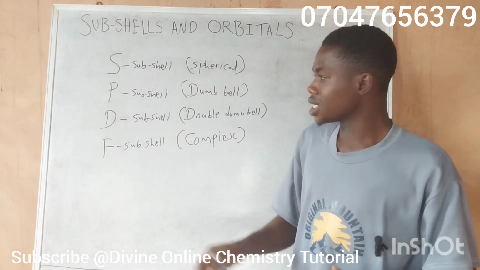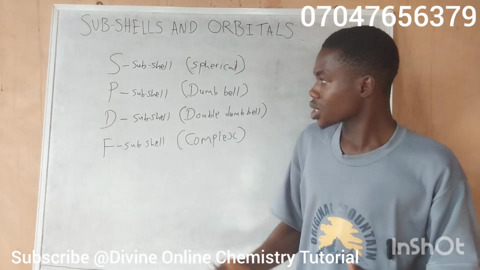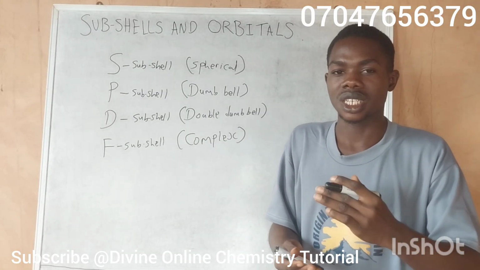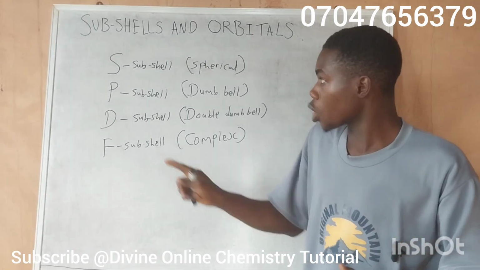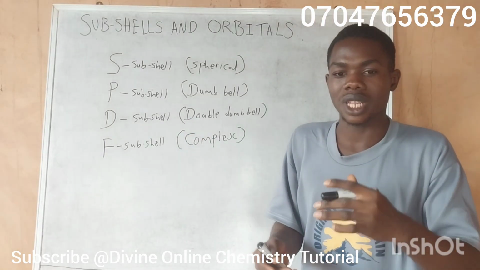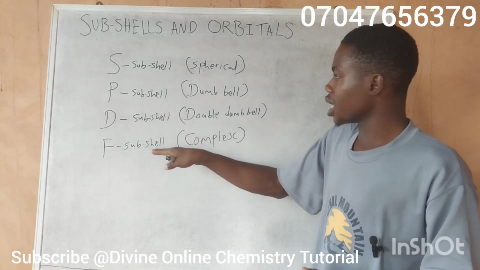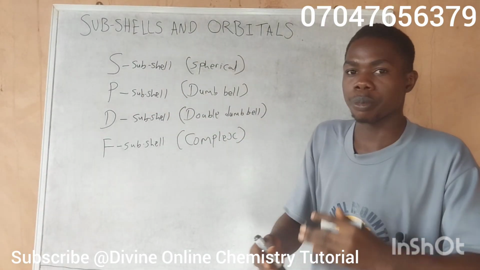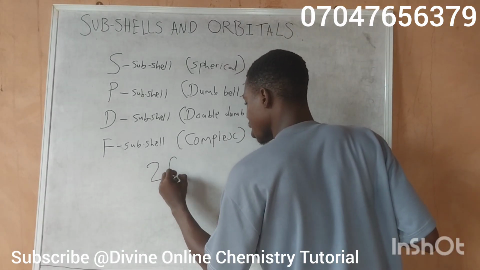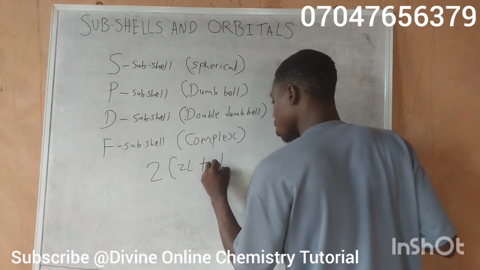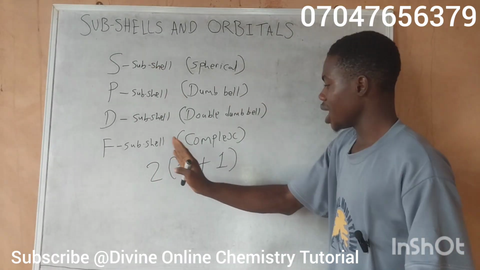You should also take note that each of these subshells has a maximum number of electrons that it can carry. Just like the shells spinning around the nucleus of an atom have a maximum number of electrons that they can carry, the same way the subshells also have a maximum number of electrons. This can be proven by a formula, and the formula is 2(2L + 1). With this formula, we can calculate the maximum number of electrons that each of these subshells can carry.